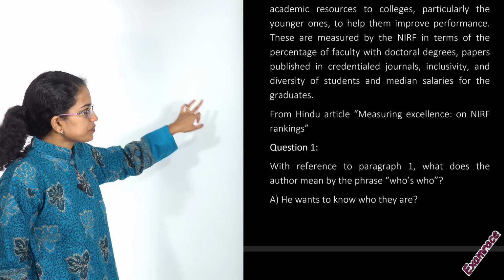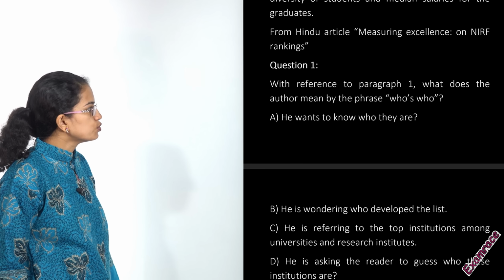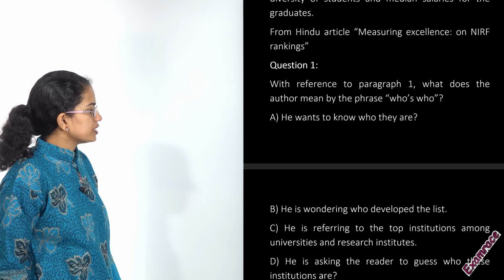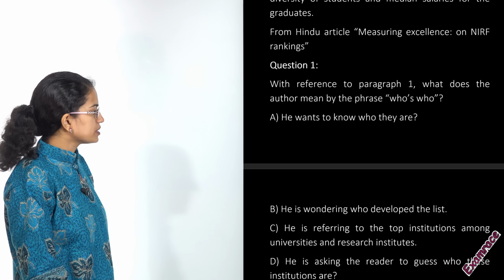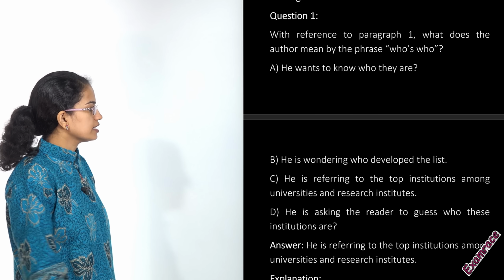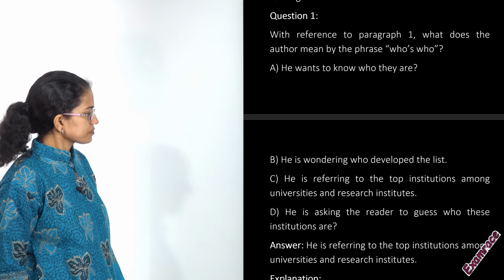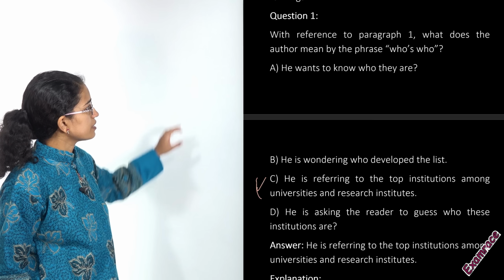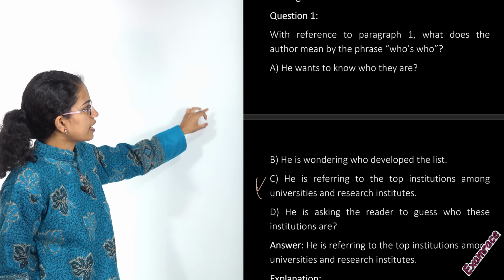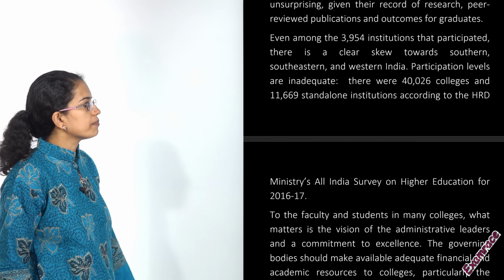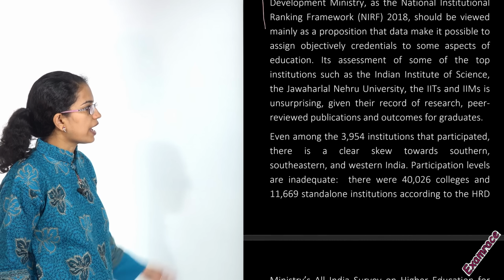So the first line of the passage talks about who's who. Now this refers definitely to the top institutes of the universities and the research centers across India, and that has been mentioned in the very first section of the paragraph, the who's who of the university published by the MHRD. So that's how we understand the first question.